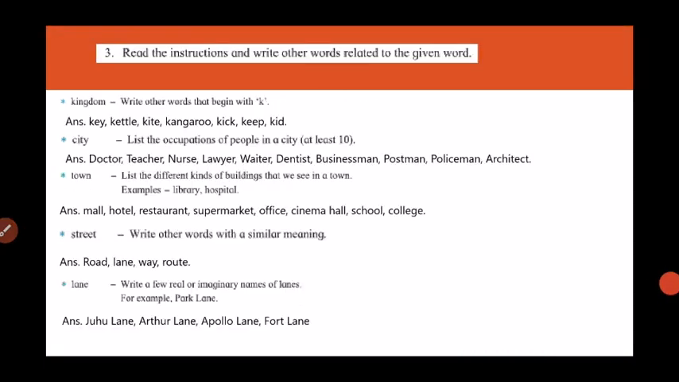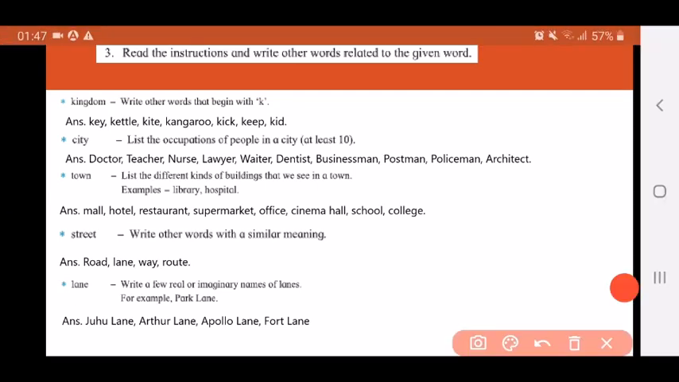Read the instructions and write other words related to the given word. First one, kingdom. Write other words that begin with K. You can try making your own words starting with the letter K. For example, key, kettle, kite, kangaroo, kick, keep, kid.